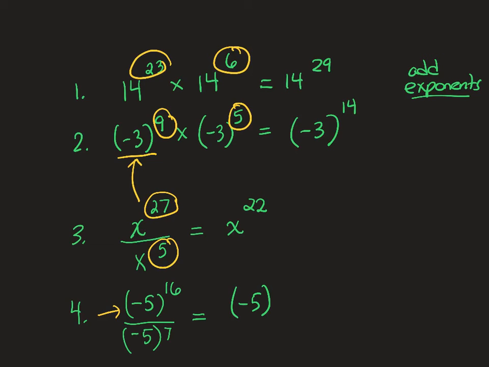And now my rules with division, instead of adding exponents, what do? That's right, we subtract them. So if we have the same base, we subtract. So 16 minus 7 would give you 9. So you'd have negative 5 to the 9th power.